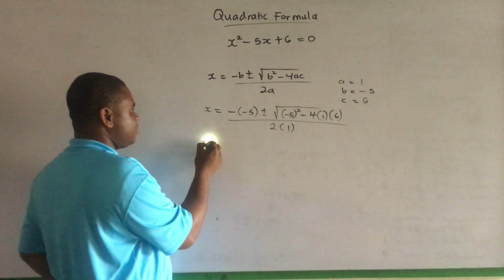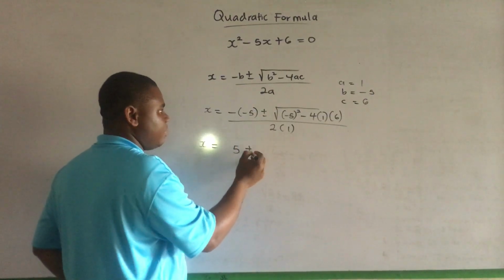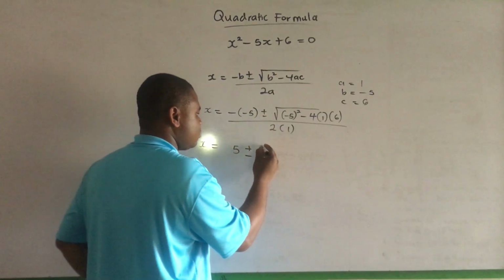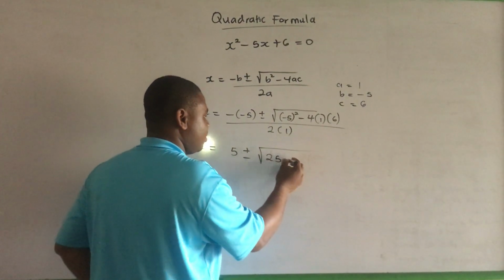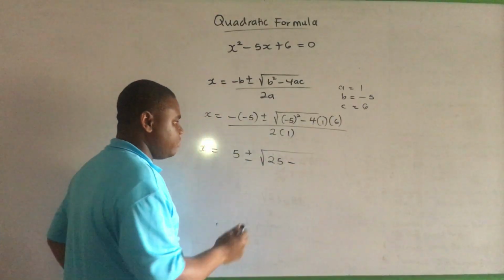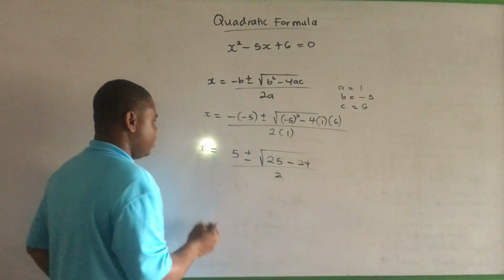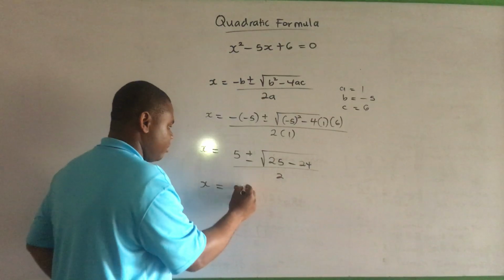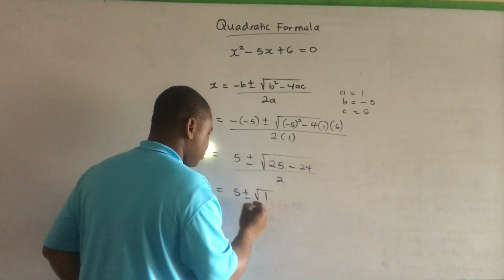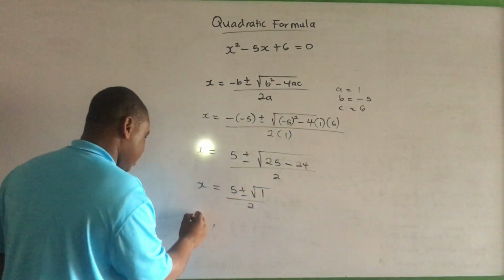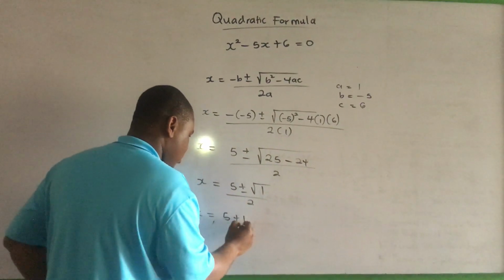Alright, so we have x is equal to minus times minus is plus, so we have 5 plus or minus the square root of minus 5 squared, which is minus 5 times minus 5, which will give me 25, minus 4 times 1 times 6, that is 24. So we have minus 24, divided by 2 times 1, which is 2. So x is equal to 5 plus or minus the square root of 25 minus 24, which is 1. So we have square root of 1 over 2. So x is equal to 5 plus or minus 1 over 2.